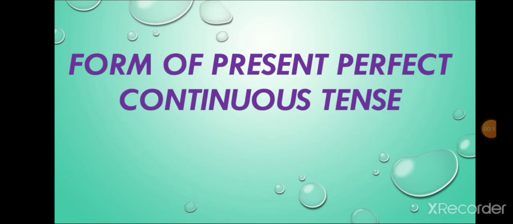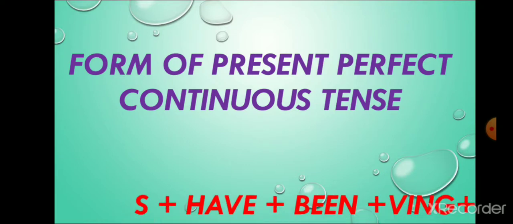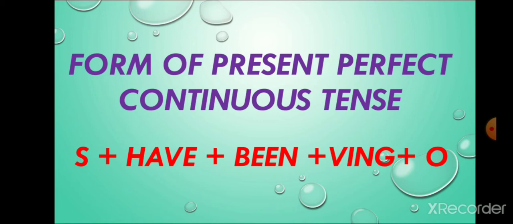The form of present perfect continuous tense we can see here: S plus have plus been plus VING plus O. Already we have learned this before. S for subject, have is helping verb, been plus verb in the form of VING, and object.